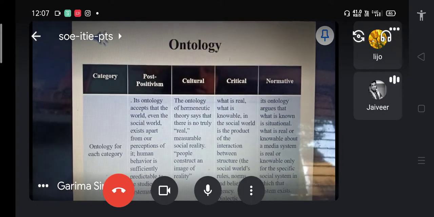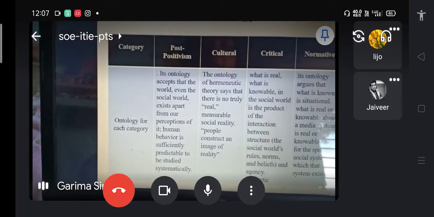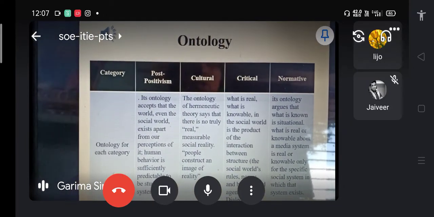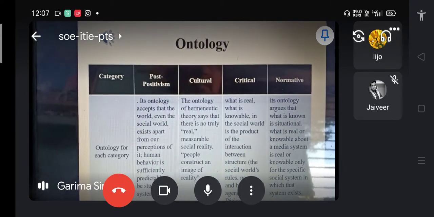Okay. Fine. So right now I'll be explaining this first philosophical category, that is ontology, and tomorrow we'll be finishing this. Tomorrow we'll be studying epistemology and axiology.